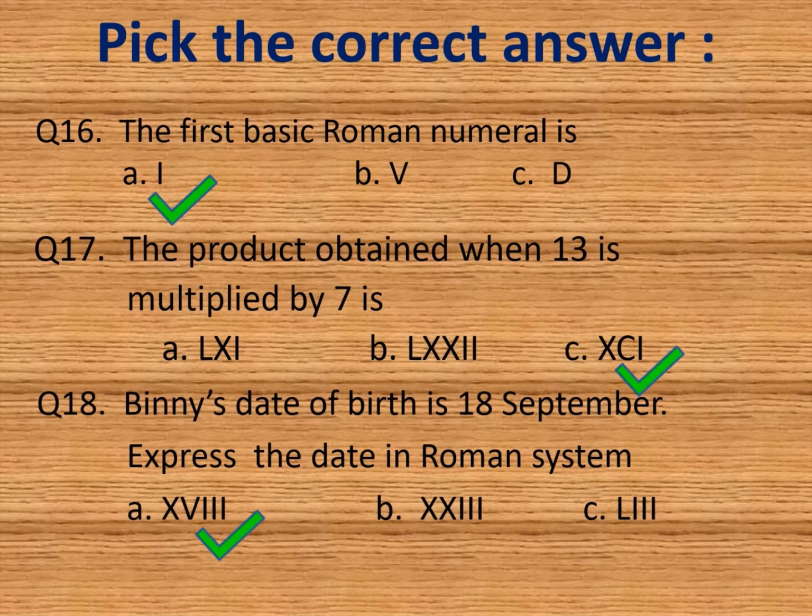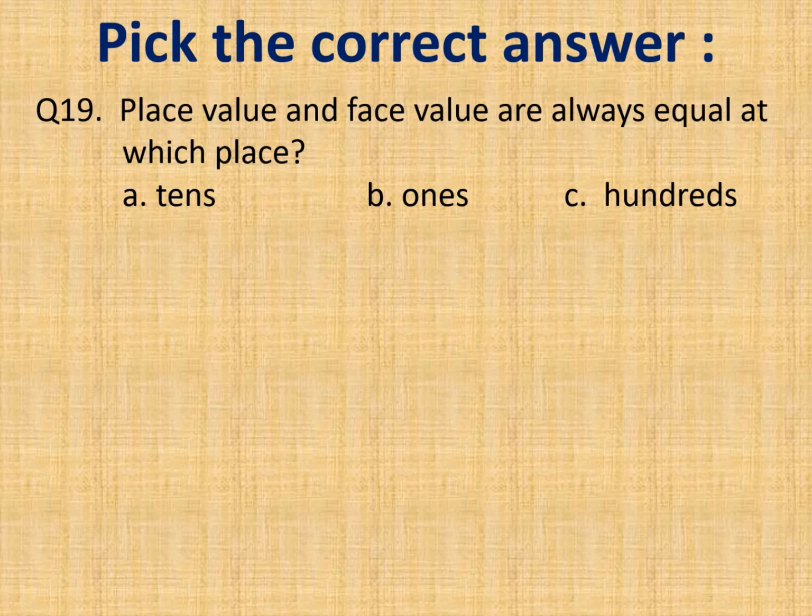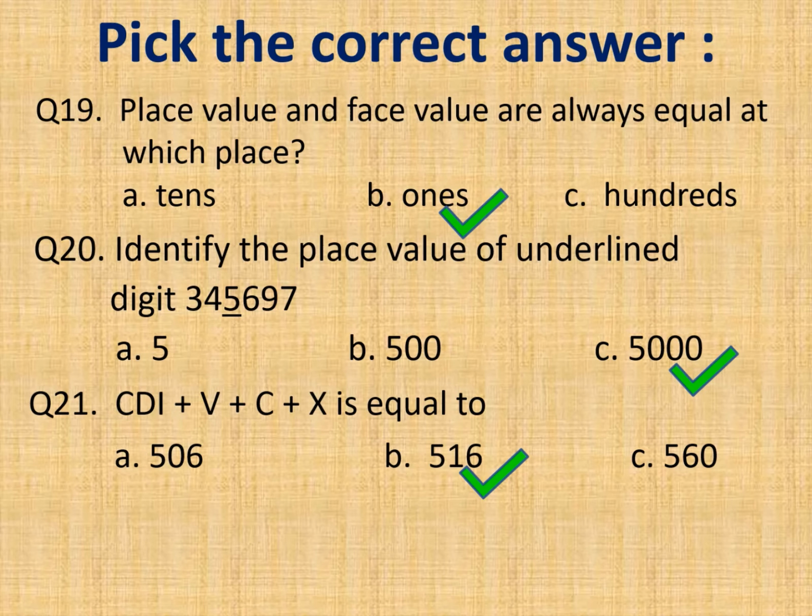Question 19. Place value and face value are always equal at which place? Question 20. Identify the place value of underlined digit, that is 5, in 345,697. Question 21. CDI plus V plus C plus X is equals to?